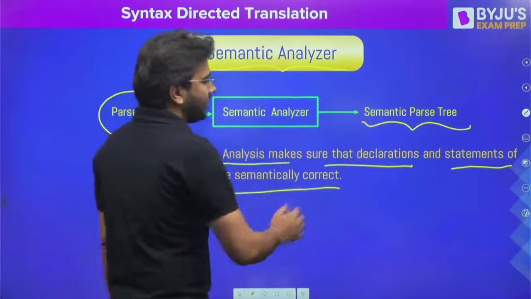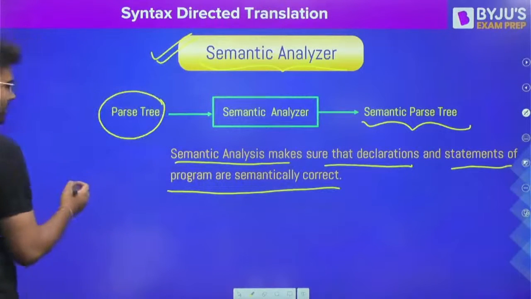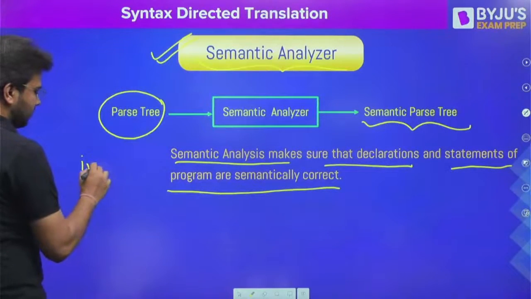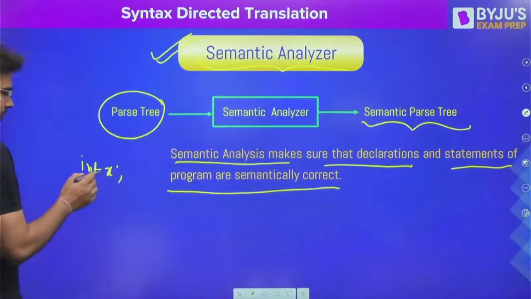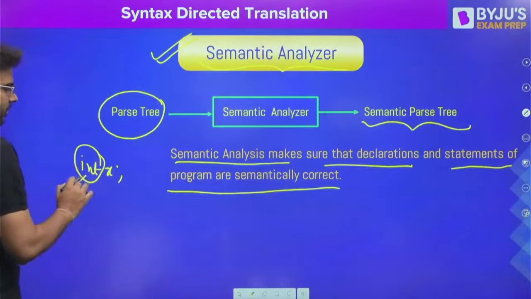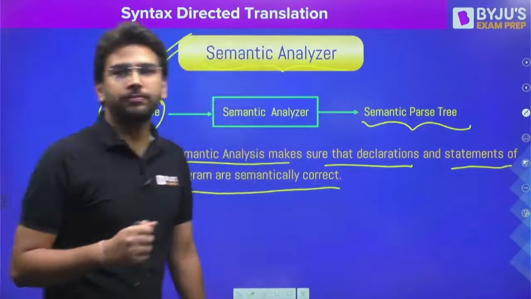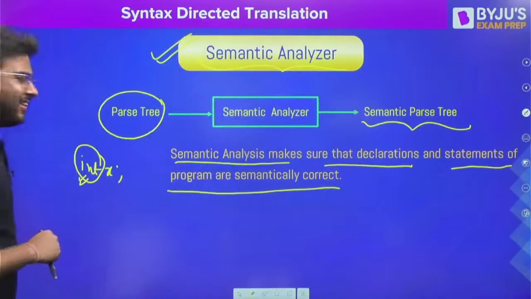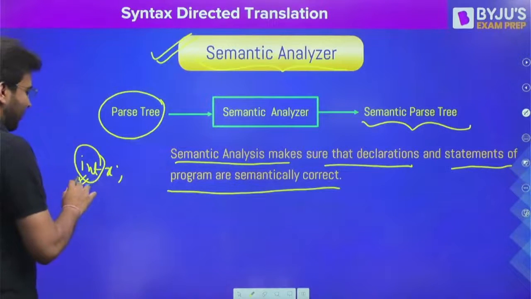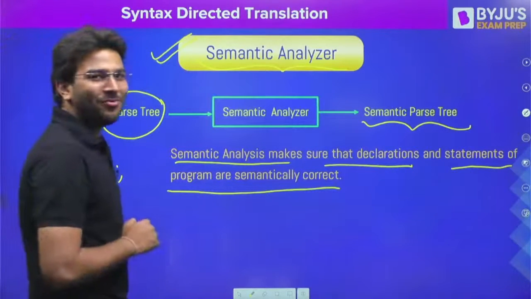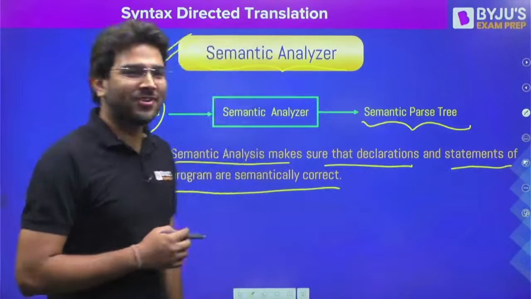As you can see here, semantic analysis makes sure that declarations and statements of program are semantically correct. For example, if you are writing something like this, let's say int x, right? So it is going to check the data type. That means all the type checking of the expressions, type checking of the variables, and type checking of, so please focus on the class, fine.